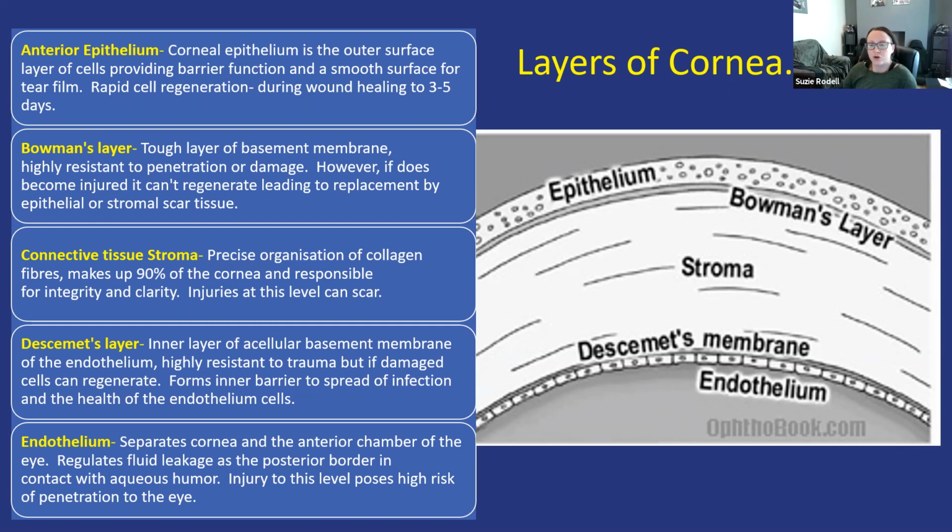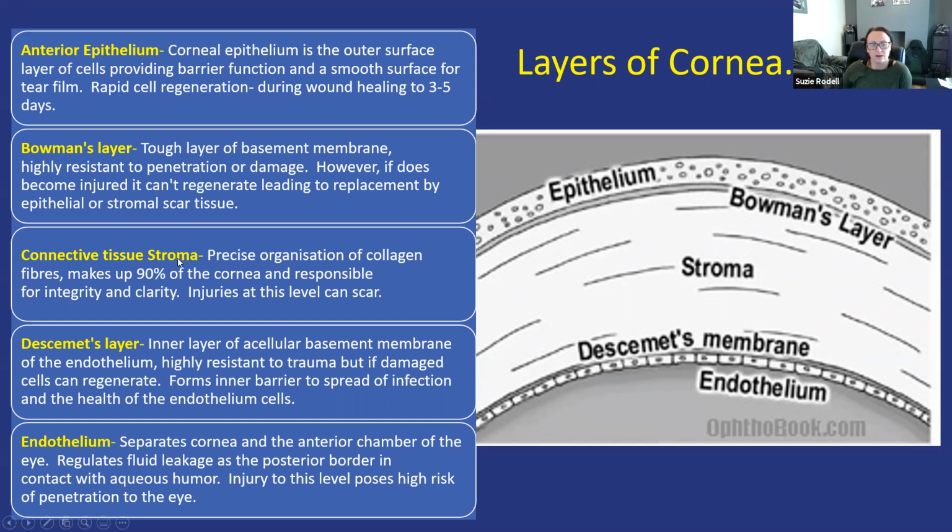The connective stroma tissue then underneath here, so this is quite a thick layer of collagen fibers, makes up the majority of the cornea and is responsible for the clarity and integrity of light being projected through into the eye. And again, injuries at this level can scar quite significantly. If they've had an injury down to the stroma here, then you'll quite often see that haziness that comes with severe injuries, and the prognosis for these are pretty poor.